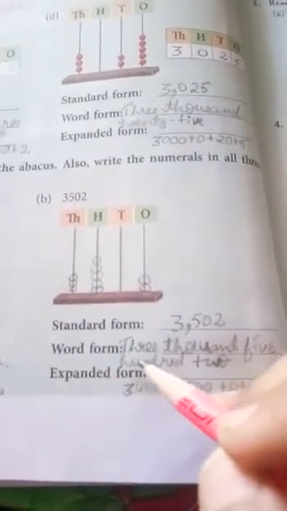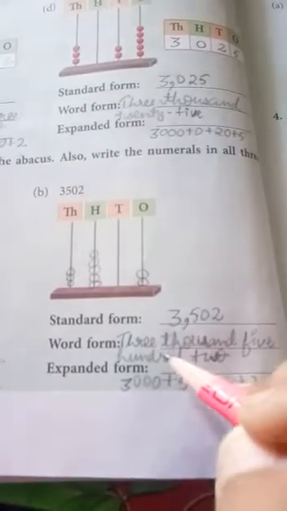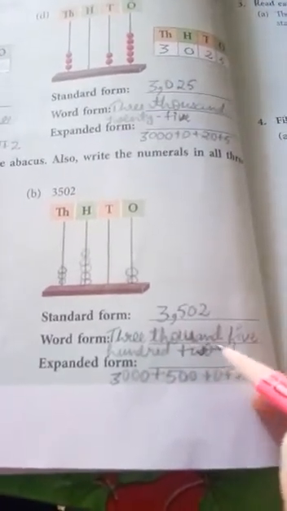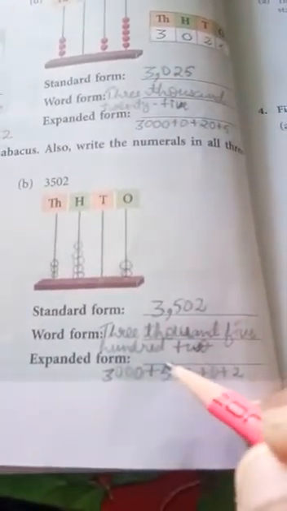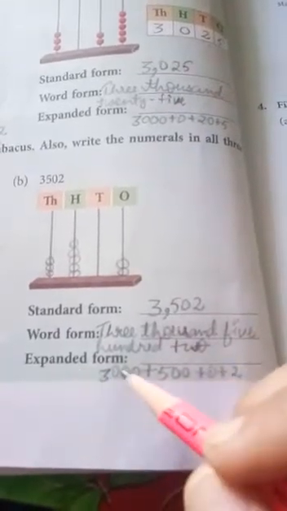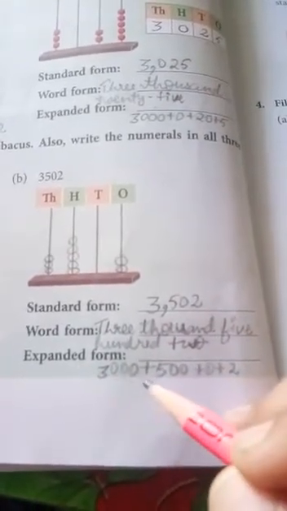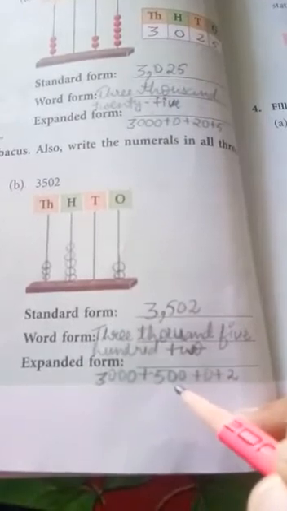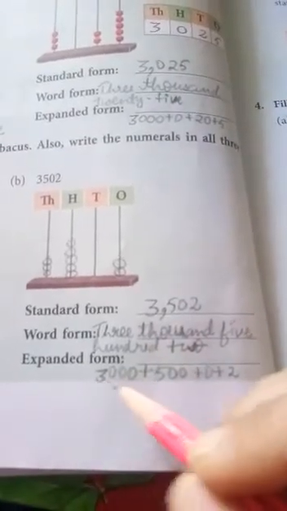And in word form we will write the spelling of this, that is THREE 3, THOUSAND 1000, FIVE 5, HUNDRED 100, TWO 2. In expanded form we will write it as 3000 plus 500 plus 0 plus 2, that is 3000 plus 500 plus 0 plus 2.